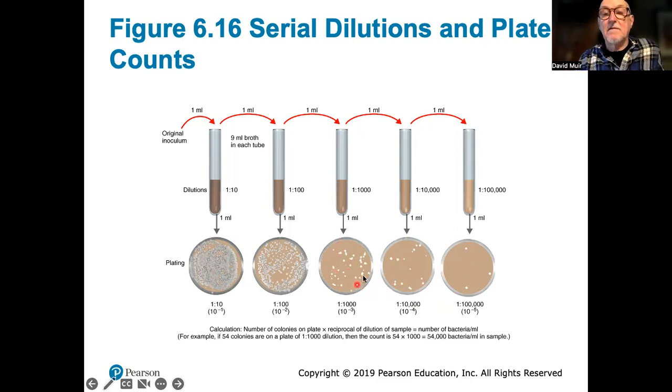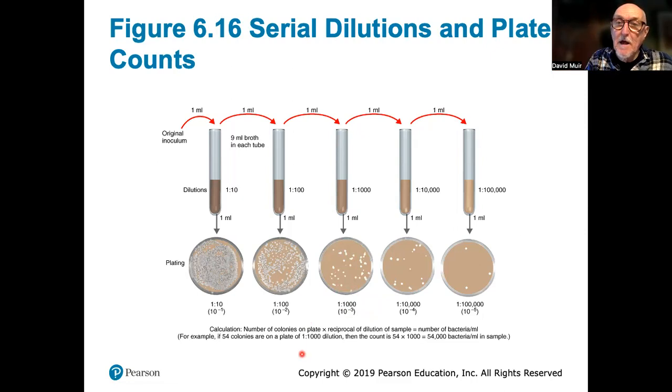But definitely, this one is between 30 and 300. You count the number of colonies. Let's just say we have 27 colonies. Well, we've got 27 colonies that are produced by a 1 in 1,000 dilution. What you need to do, you take your 27 and you divide it by 10 to the minus 3. You divide it by 1,000. And what do you end up with? 27 colonies, 2.7 times 10 to the 4.